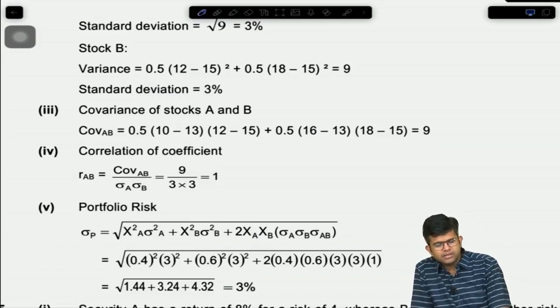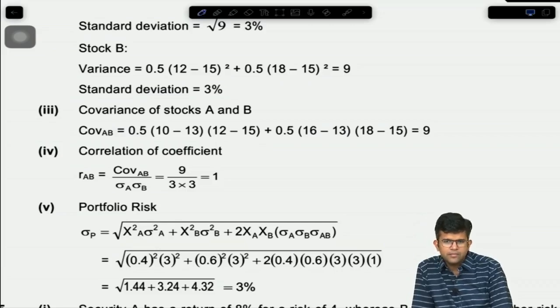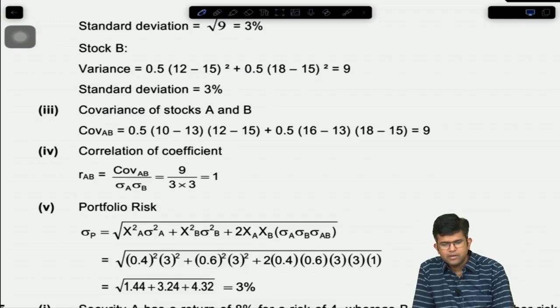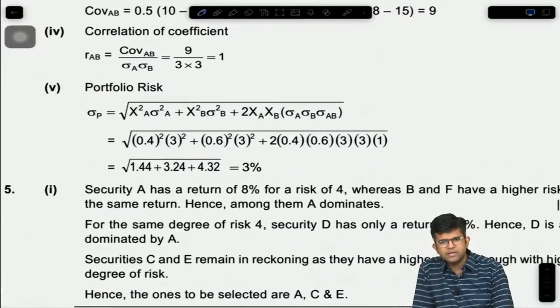Fourth answer is plus 1. Covariance is 9. Sigmas are 3 and 3. So 9 divided by 3 into 3. Covariance xy upon sigma x into sigma y. Both sigmas are 3, no? Covariance is 9, no? So 9 divided by 3 into 3 is 1. And then last answer, 3%.